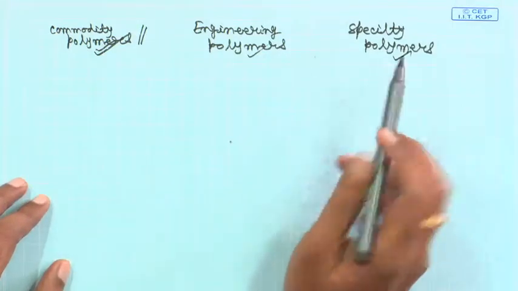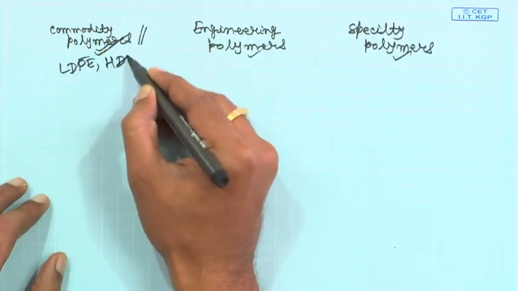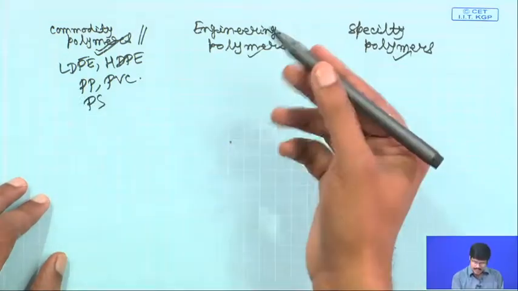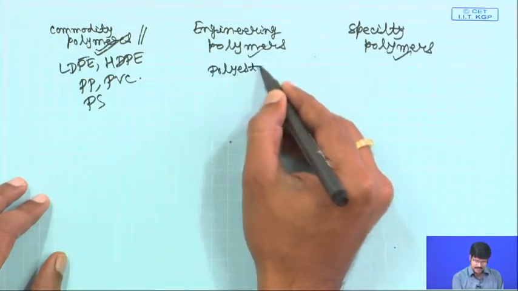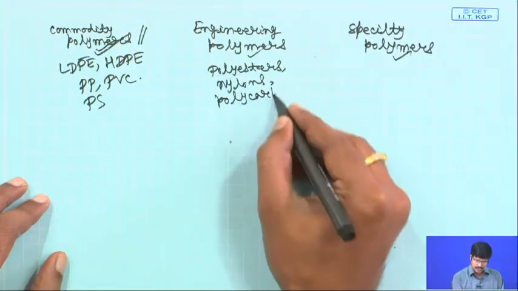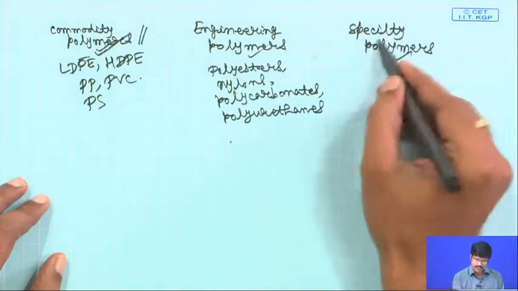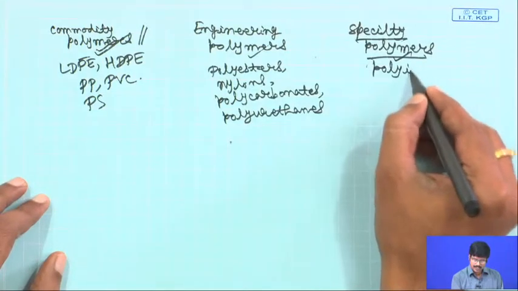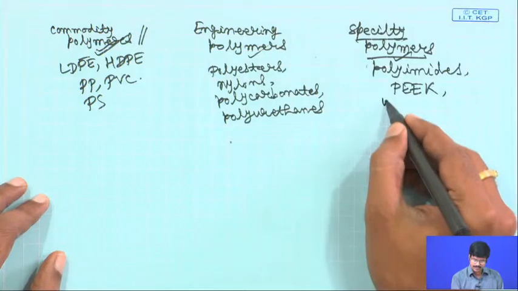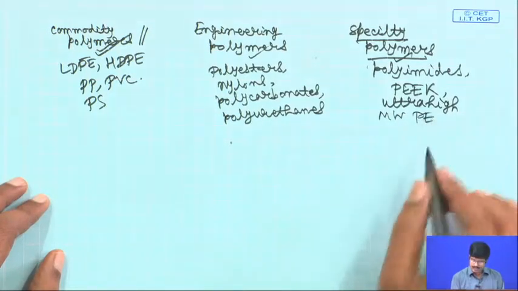So, those things we have discussed, and we said, for example, here you have low density polyethylene, high density polyethylene, those are some of the examples. Okay, polypropylene or PVC, polyvinyl chloride, or polystyrene. Engineering polymers could be polyesters or polyamides or nylons, polycarbonates, so on and so forth. Polyurethanes, like this, and specialty polymers, say polyimides, or ether ketone, ultra high molecular weight polyethylene, like this.